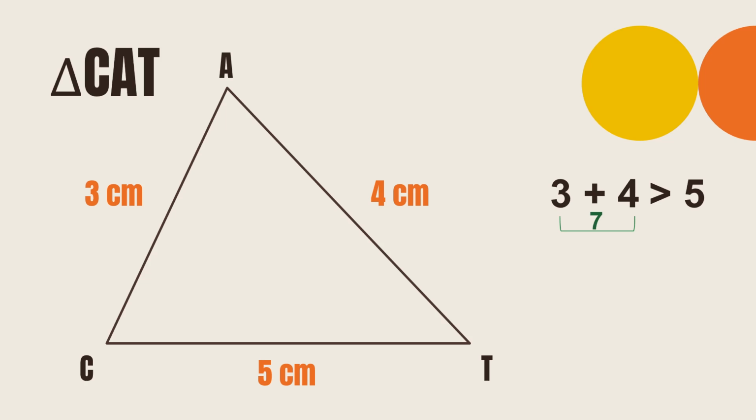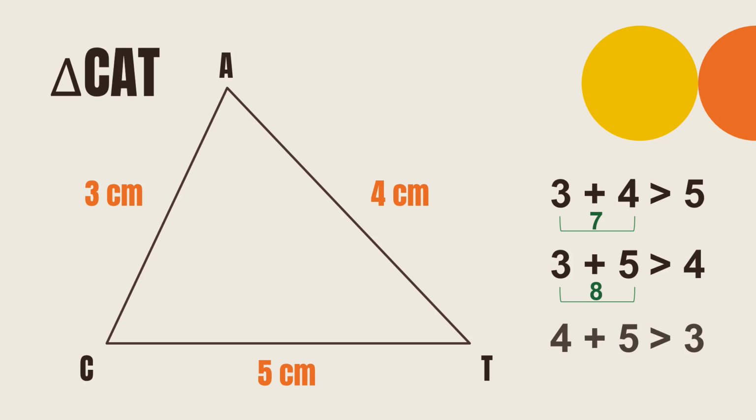Let's take another two sides. How about 3 cm and 5 cm? We have 3 plus 5 is greater than the third side, which is 4 centimeters. Still correct. 3 plus 5 is 8, and 8 is greater than 4. And the last case, how about 4 and 5? Let's take 4 cm plus 5 cm. That will give us 9. 9 is also greater than 3. That's all this theorem is showing.